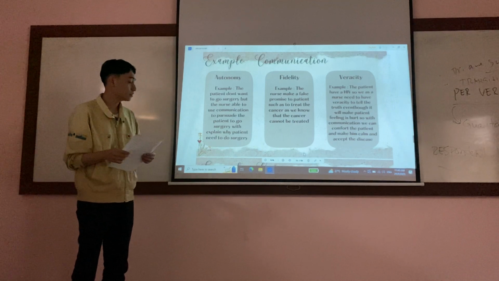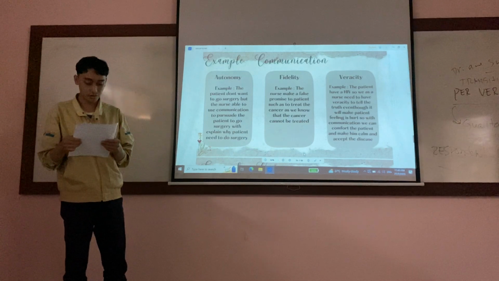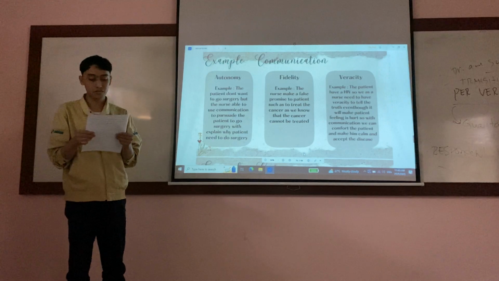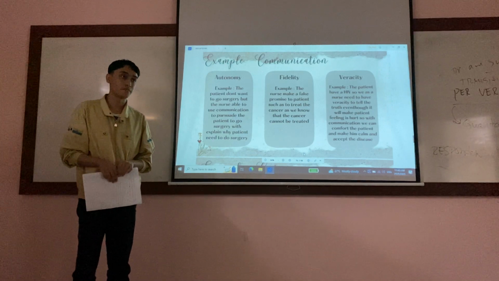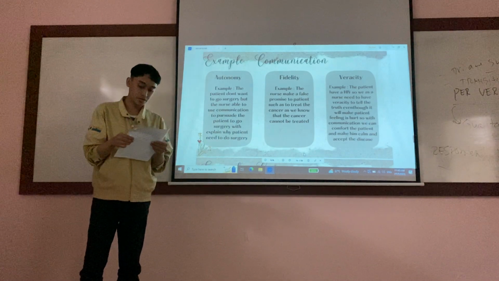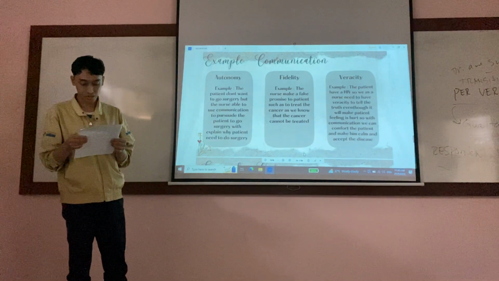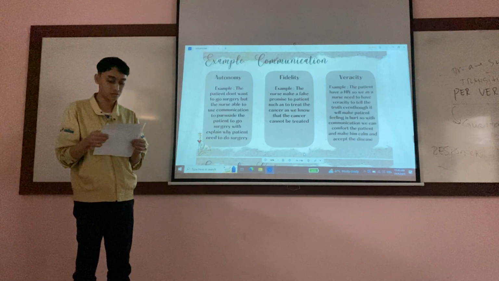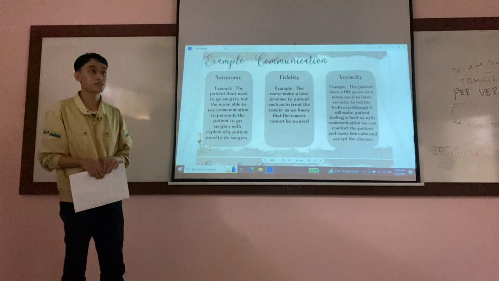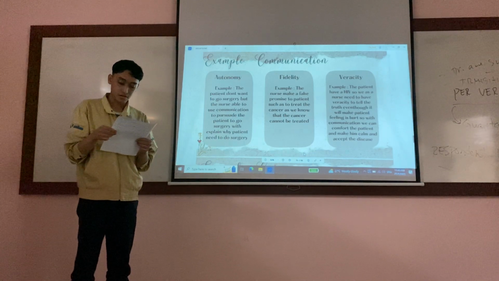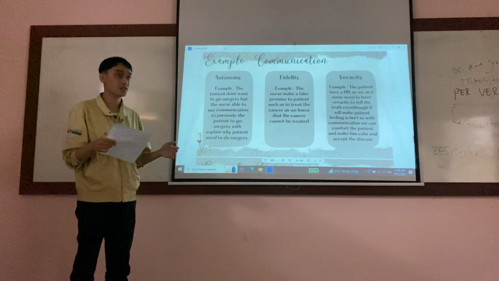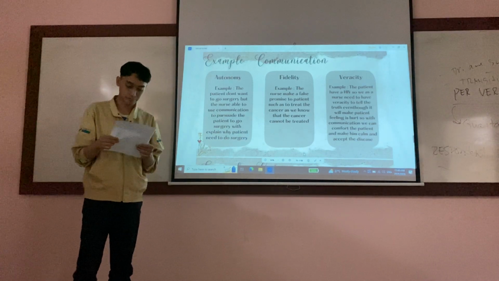Second is fidelity. The example is the nurse makes a false promise to patients, such as to treat the cancer. As we know, the cancer cannot be treated. And next, veracity. The patient has HIV, so we as nurses need veracity, to tell the truth, even though it makes the patient feel sad. And with communication, we can comfort the patient and make him calm and accept the disease.